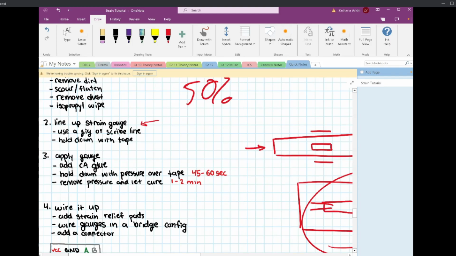so that you can remove the masking tape and the whole strain gauge will come up, but masking tape still allows you to keep it in position, which allows you to put some CA glue down underneath your strain gauge. Hold it down with your finger or something over the tape for 45 seconds, a minute, minute and a half. Wait for the CA glue to set, and then remove and let it cure for another minute or two so that it's nice and solid and you can keep going.